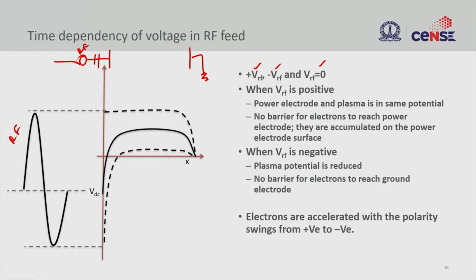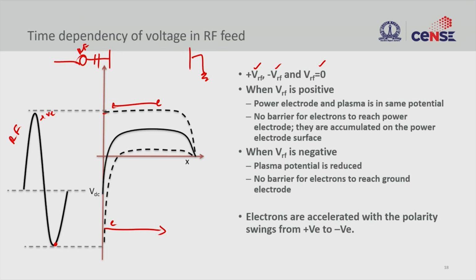So when RF is positive, your plasma potential and your electrode potential are identical. So in this case the electrons will be attracted to the surface, and they will be accumulated on the surface. So now when I go to the negative cycle, it is a complete change of polarity. Now it becomes negative, and it will be repelled. All the electrons here are going to be repelled, and this repulsion is the one that gives acceleration and the energy to the electrons to go into the plasma and then create collision.